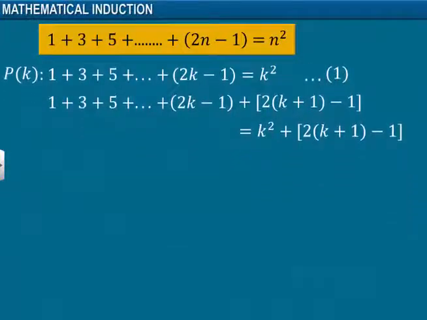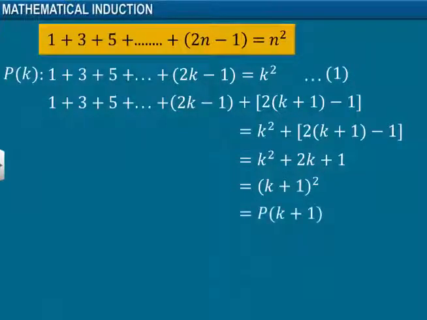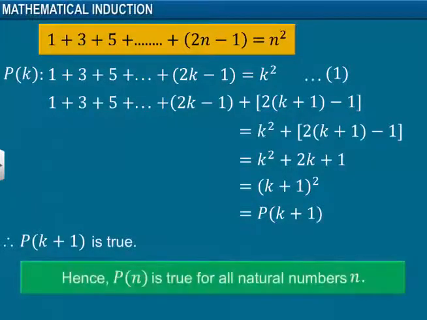On simplification, the right side of the equation becomes (k + 1) squared. This is equal to P(k + 1). Therefore, P(k + 1) is also true whenever P(k) is true. Hence, P(n) is true for all natural numbers n.